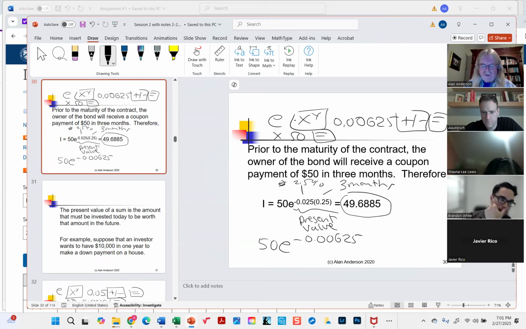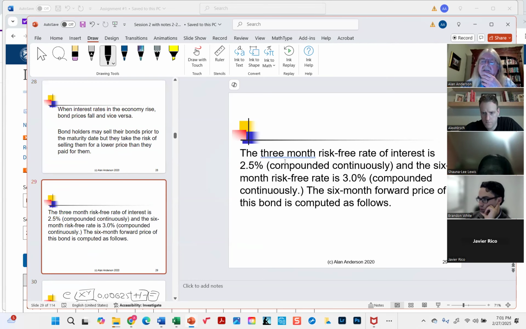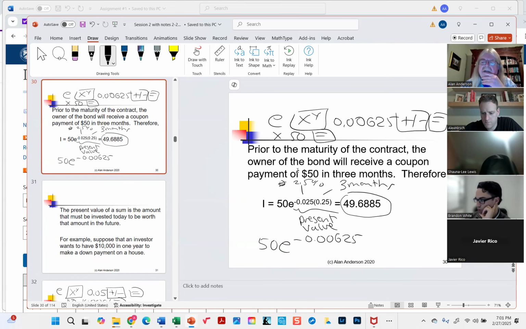Could you one more time explain the 2.5%? Oh, that's given in the problem. Up here it mentions that. Okay, I missed that one. Thank you. And 3.25 means it's 3 months.